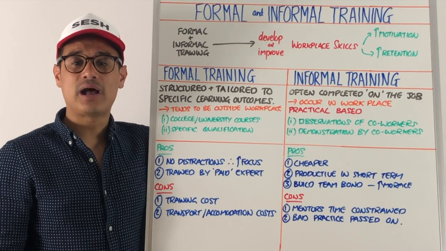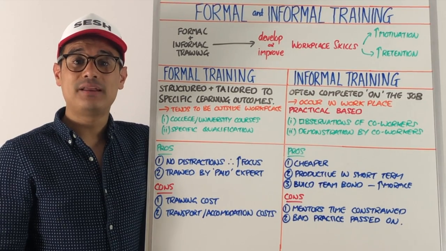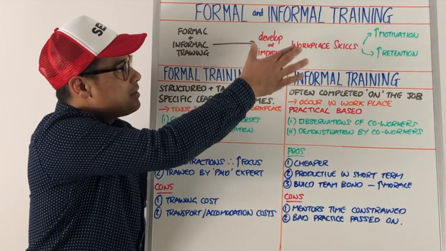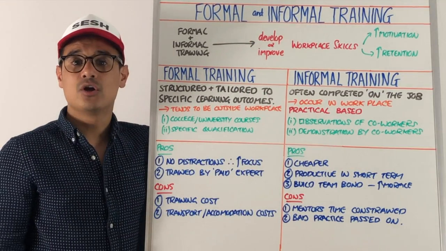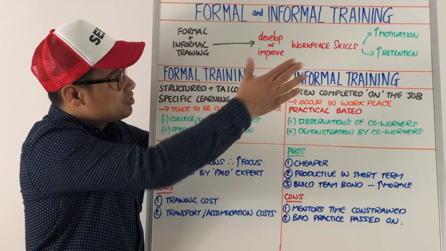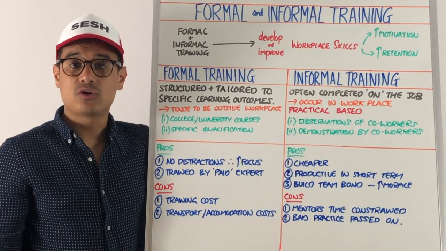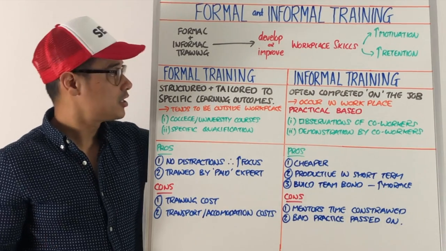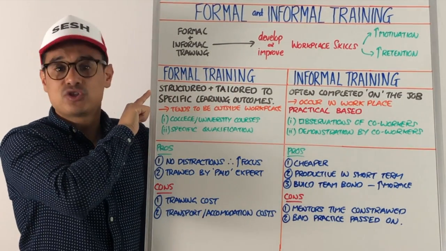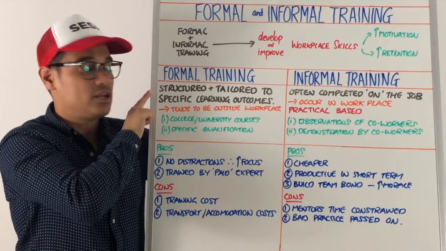Let's have a session on formal and informal training. So formal and informal training is about developing and improving the workplace skills of your staff. And as a result, because you've invested in training, it's likely to increase motivation and increase retention. That's staff retention. Now, formal training tends to be structured and tailored to specific learning outcomes.